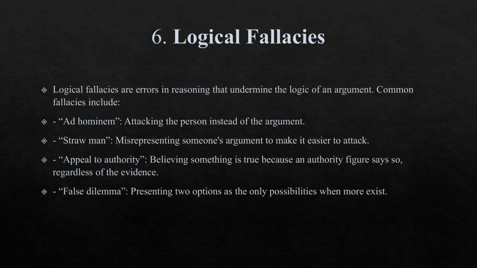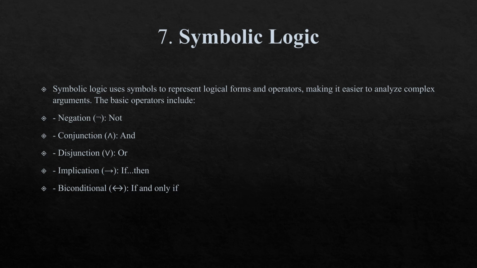Logical fallacies. Logical fallacies are errors in reasoning that undermine the logic of an argument. Common fallacies include ad hominem, attacking the person instead of the argument; straw man, misrepresenting someone's argument to make it easier to attack; appeal to authority, believing something is true because an authority figure says so, regardless of the evidence; false dilemma, presenting two options as the only possibilities when more exist.